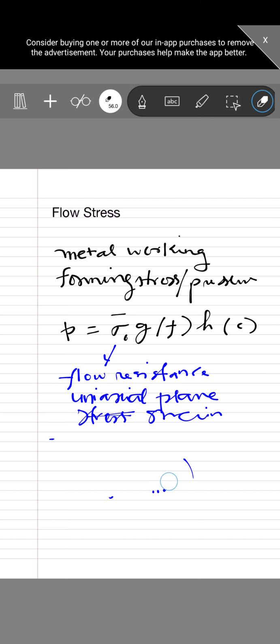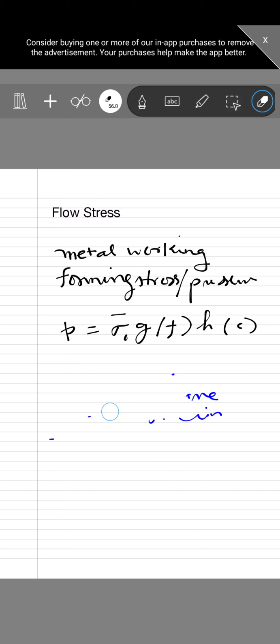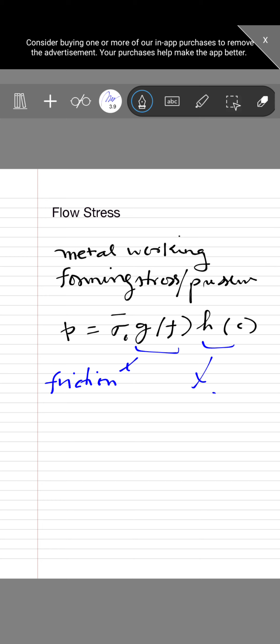Secondly, this Gf stands for the friction at the interface of the tool and workpiece, and this factor is actually a geometrical factor. It is based upon the geometry of the tool and the geometry of the material or the metal which is undergoing deformation.